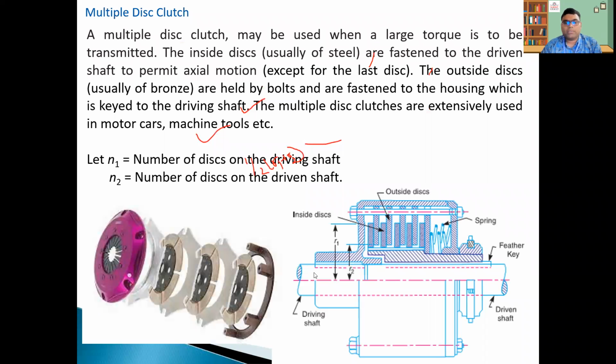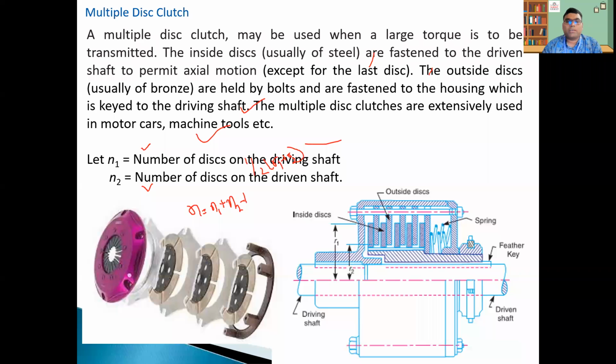Now, the multi-plate clutch I've already discussed. In the case of the multi-plate clutch, both derivations apply, which we have already obtained for the single plate clutch, but we have to make one adjustment here. We have the relation n is equal to n1 plus n2 minus 1, where n is the number of discs on the driving shaft, and we deduct 1 because the two end side clutch plates do not take part in the torque transmission.